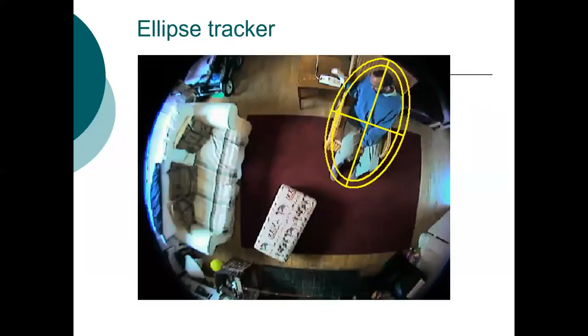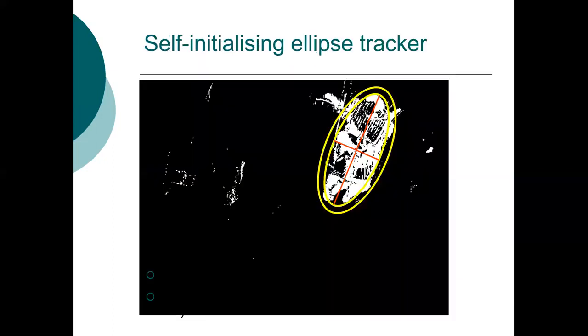So to apply that to tracking a person in the house, this is the way we went about it. We used background subtraction, and we used two ellipses, and we expect the small ellipse to be the foreground, and the ring around it should be the background. This is how we want it to be.